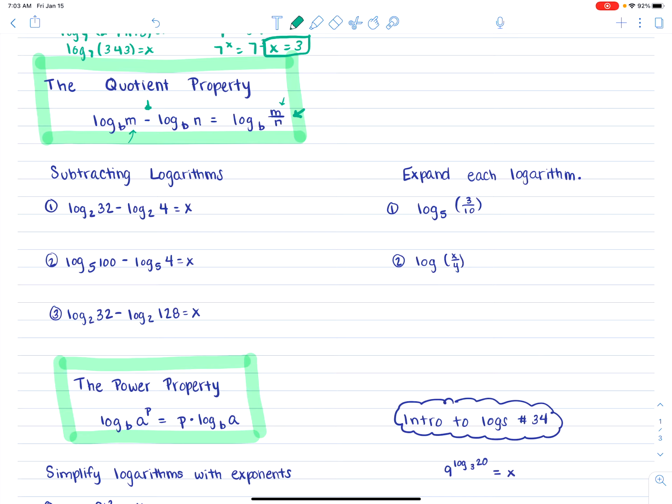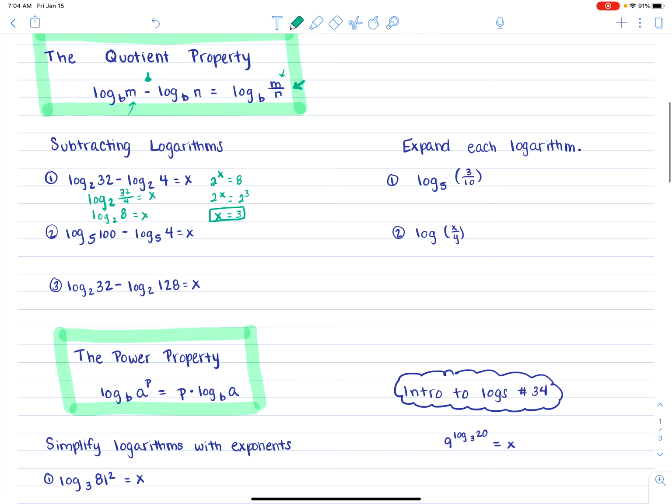So if I have log base 2 of 32 minus log base 2 of 4, because they're the same log base, I can write them together and say, really, we have log base 2 of 32 divided by 4. Well, 32 divided by 4 is 8. So this is really log base 2 of 8. Okay, well, now I have a single log, so I could solve it. So let's say that 2 to the x power is 8. Well, no, 8 is 2 cubed. So x equals 3.